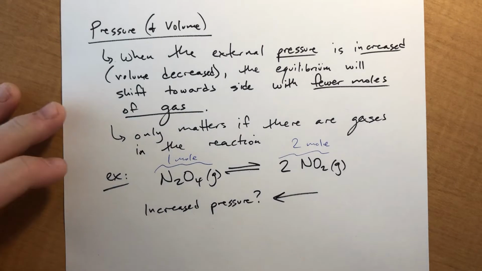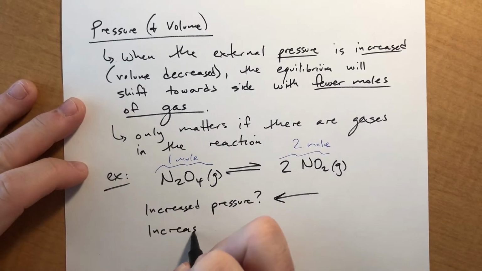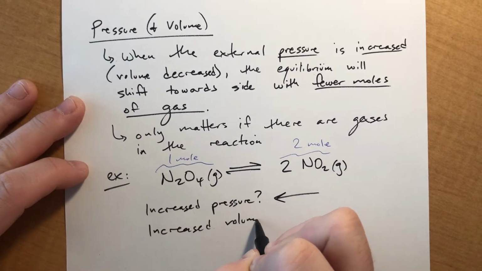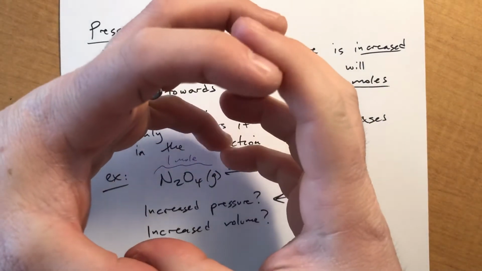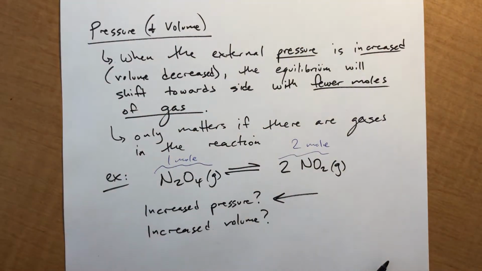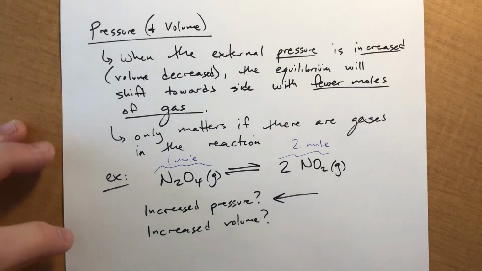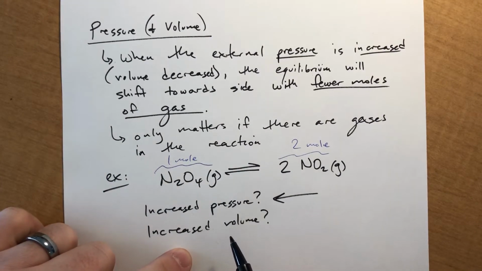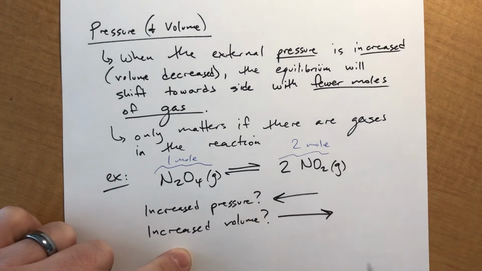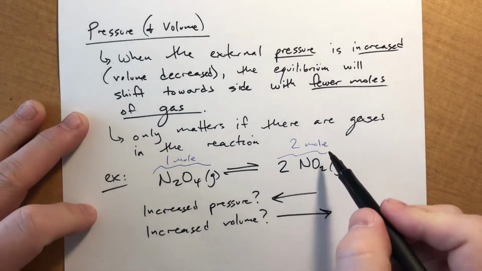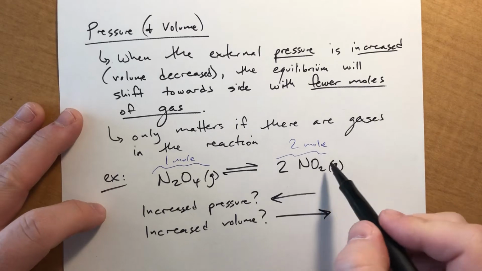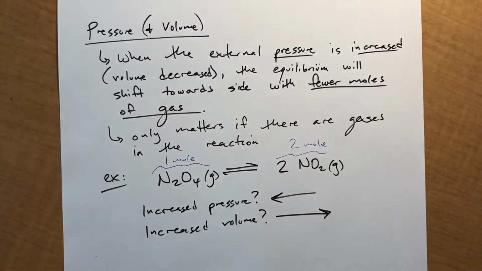Okay. If you increased the volume, so say it was in a container and you expanded the volume and it was sealed up so the pressure changed with it, increasing the volume is the same thing as decreasing the pressure. So it should shift to the side with more moles of gas. Basically, there's more space for these moles of gas to exist, so the more space you give it, the more of these you're going to get. That's the entire concept. This isn't real tough.